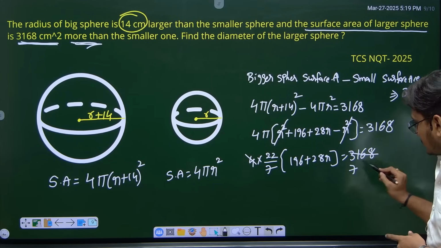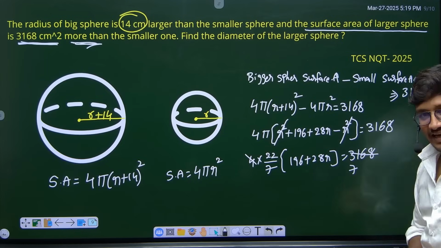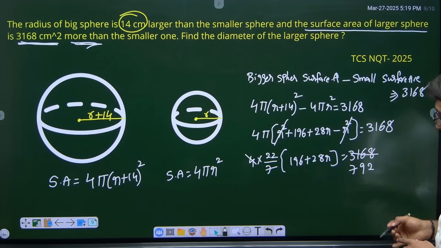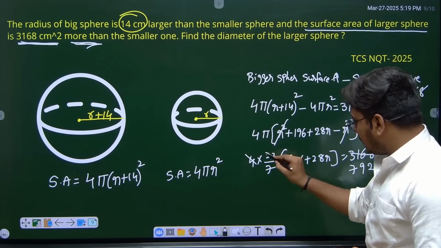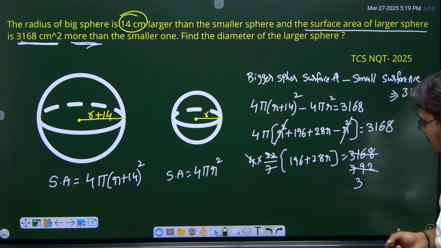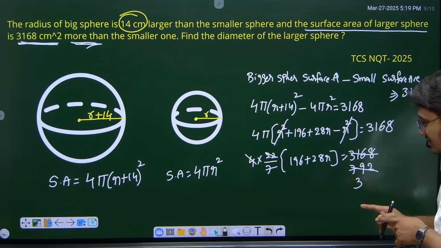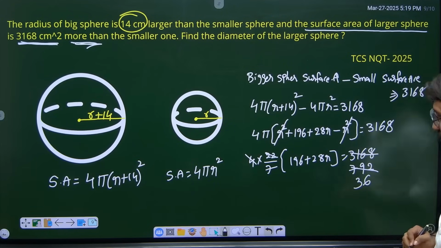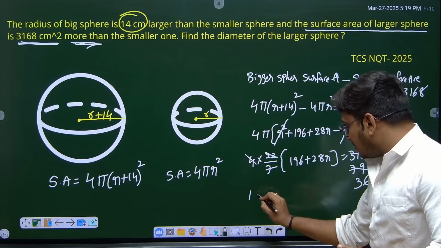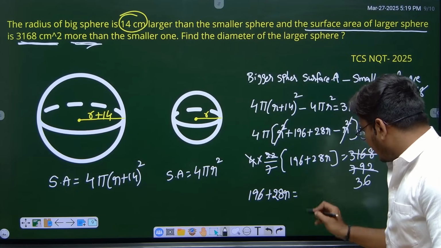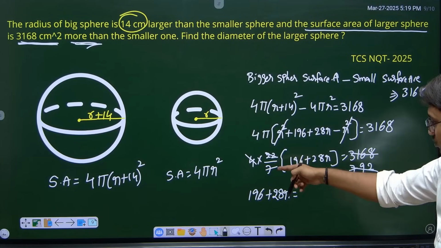4 sevens 28, right? 28, 36, 4 nines 36, 4 twos is 8. Okay. Next 22. 22 3 times is 66, and 22 6 times, it will cancel. Now the final answer is 196 plus 28R is equals to, here 36 is left out, that 7 will come here.